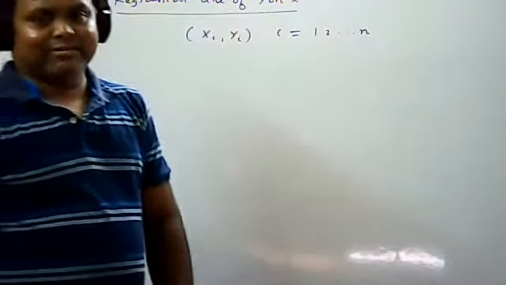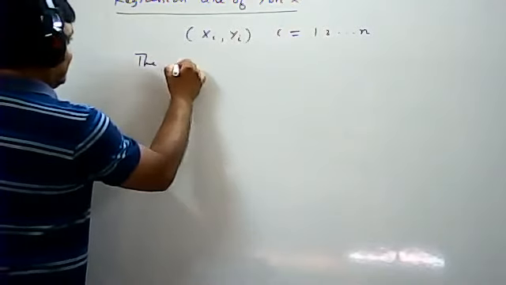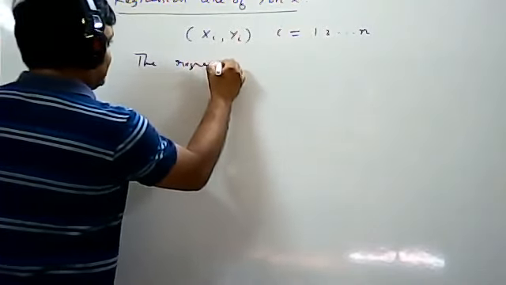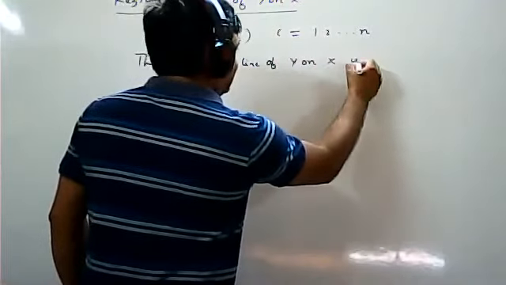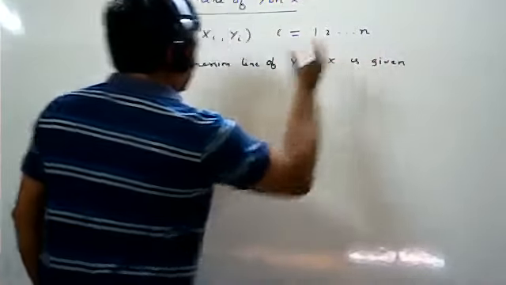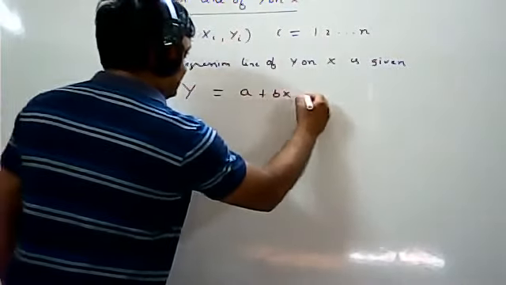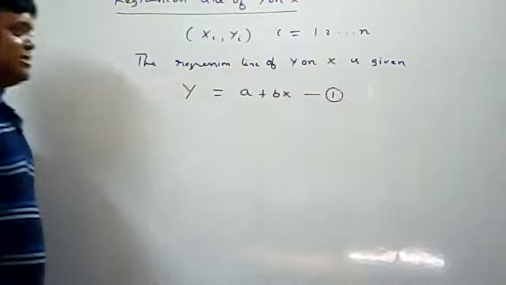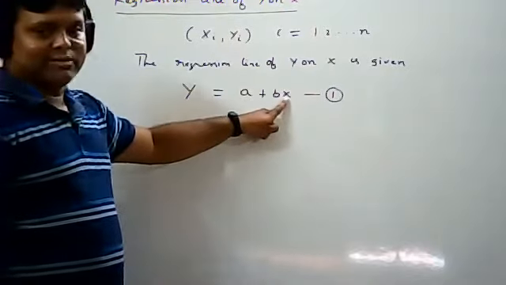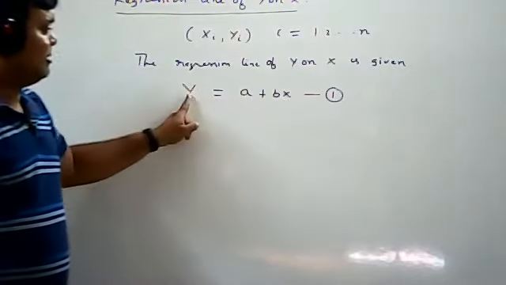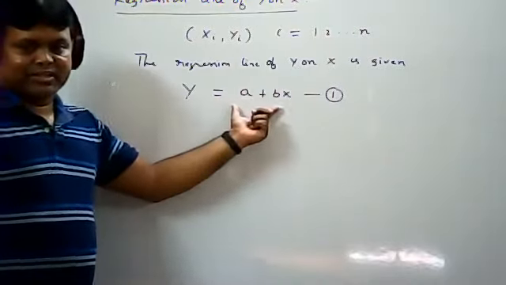I know the regression line of y on x. The regression line of y on x is given by y equal to a plus bx. This is equation number 1. Here x is the independent variable. x can take any value, but the y value will be dependent on the x value. So this is the regression line, and it is nothing but a straight line.